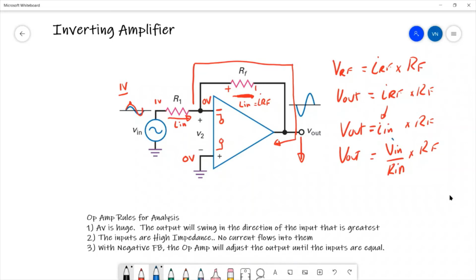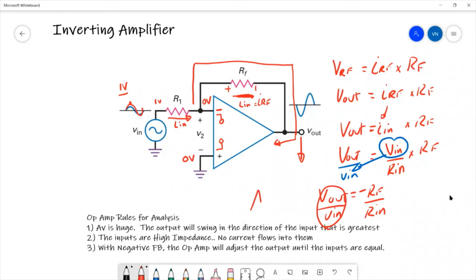Now what we want to do is take this thing here and drag it over there, like so. We end up with V out over VN is equal to RF over R1, and it's going to be minus RF over R1 if you take a look at the polarities. And what is V out over VN? That's another way of saying AV. So that is how you calculate the gain on an inverting amplifier.